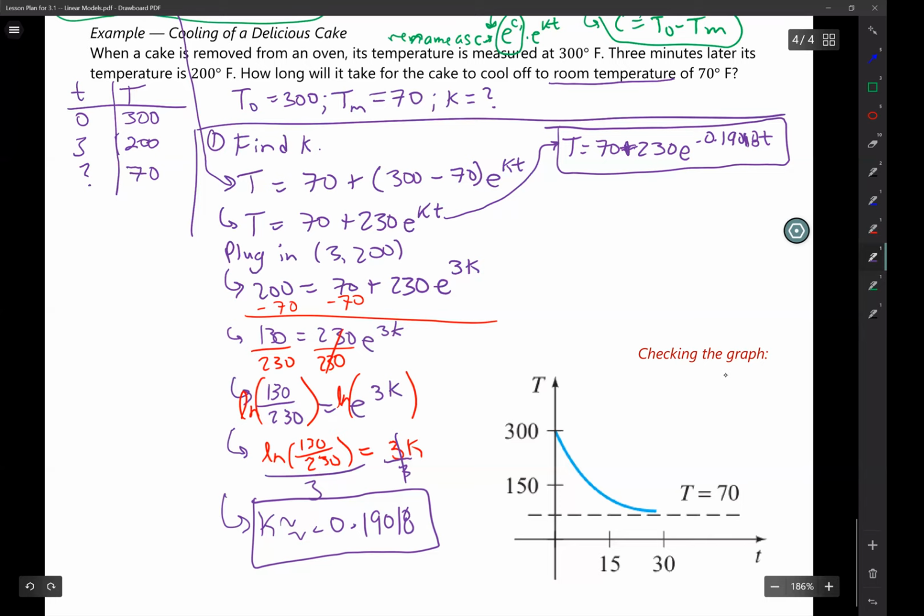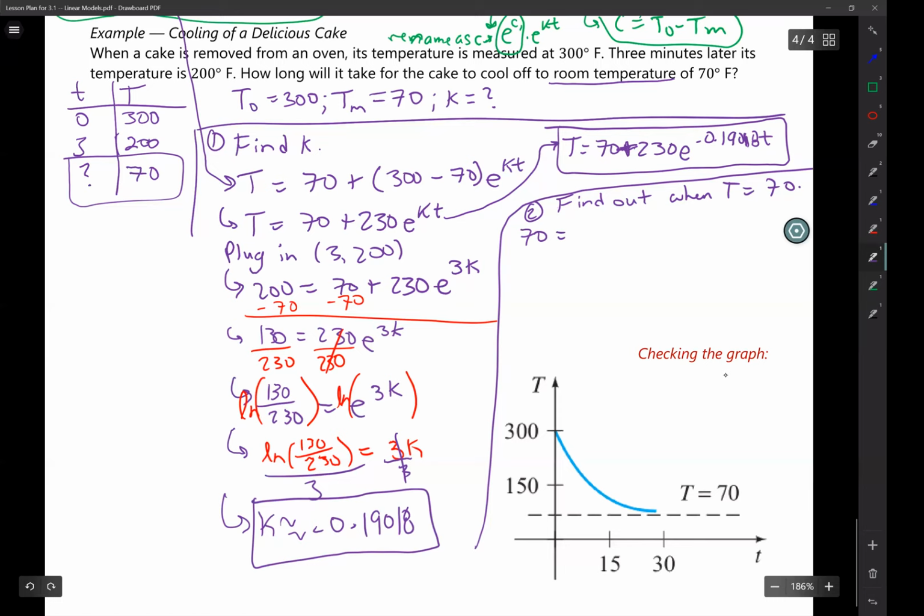We needed to figure out what k was. Step two is to answer the question: find out when temperature equals 70. So this is right here. We want to figure that out. The output is 70, and we put it in and try to solve for T. So 70 plus 230 e to the negative 0.19018 t. Okay.